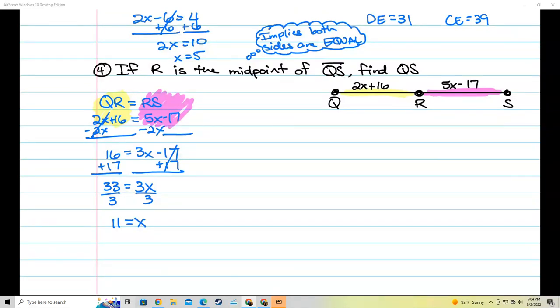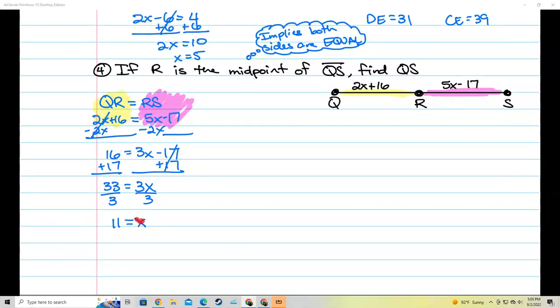And I look at it and I go, okay, well, did I answer the question? And the answer is no. I did not answer the question because they told me to find QS. What I found was x. So it's not that I did anything wrong. It's just I'm not done with this problem. So now that I know that x is 11, what do I do with it? Well, I use it, right? I know x is 11. Where can I use it? Well, I can use it right here. I can find QR now that I know how much x is.